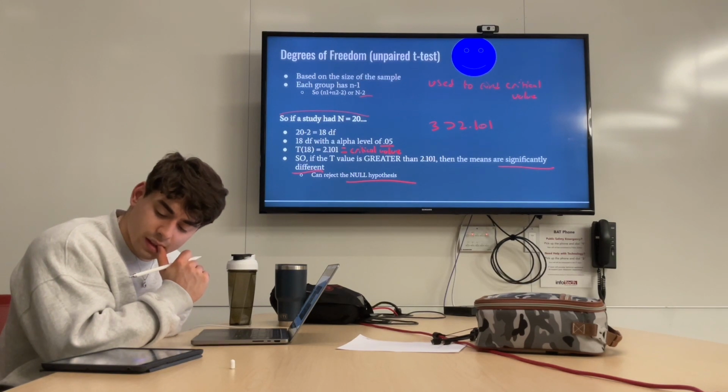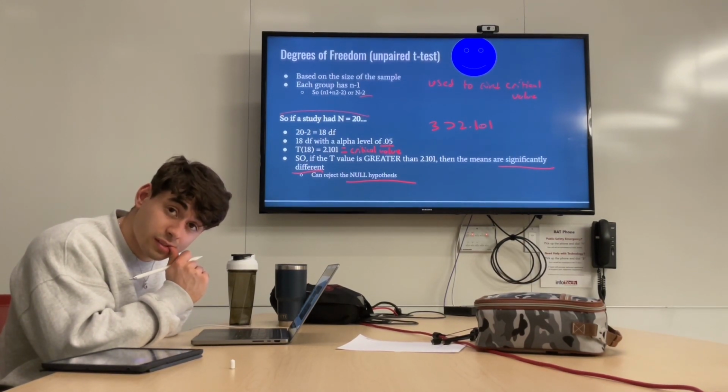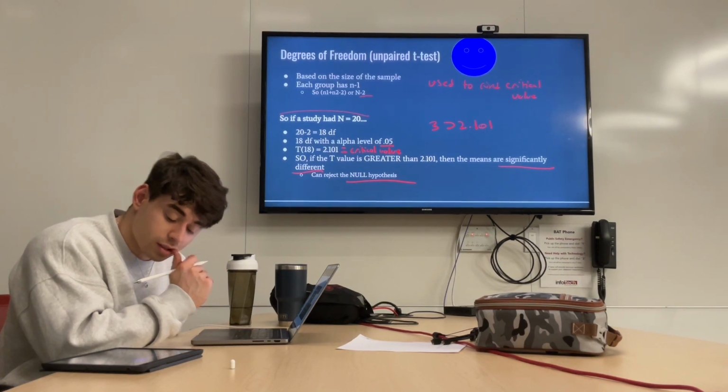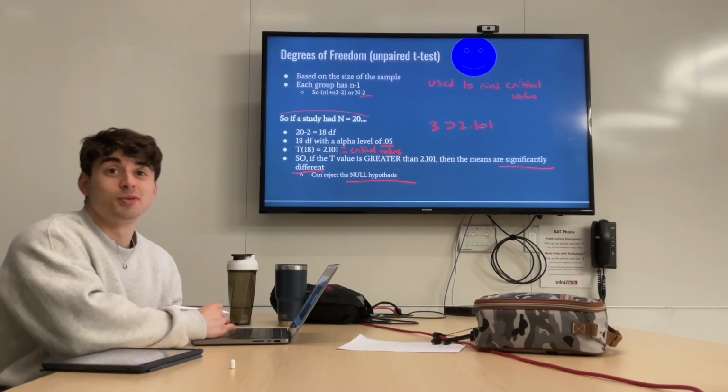It's unpaired, right? The two groups are independent of one another. So what's even the point of doing this, if they didn't get the same treatment? You're asking too deep of questions here.